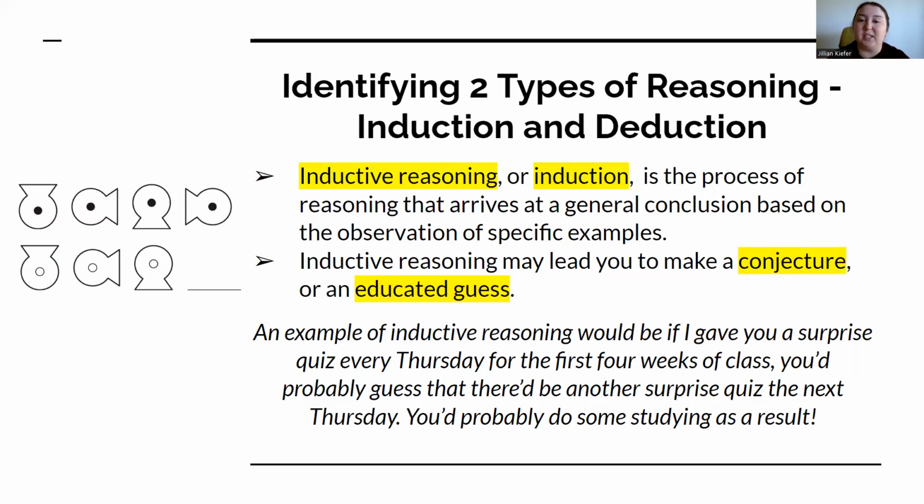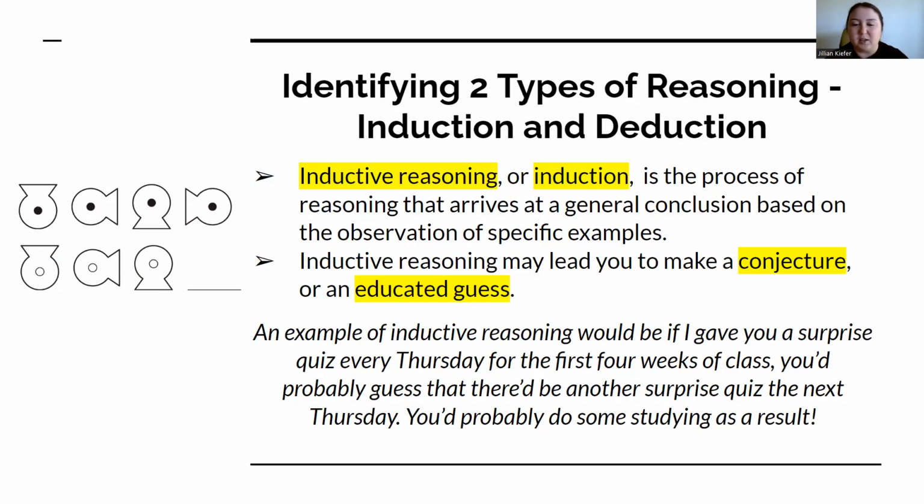So first off, we have inductive reasoning, or induction, which is the process of reasoning that arrives at a general conclusion based on the observation of specific examples. So inductive reasoning is inducing a result based on specific examples that you have seen. This leads you to make a conjecture or an educated guess. A conjecture is an educated guess, that's really what it means. But that's what inductive reasoning is going to be. Having these specific examples, you will make an educated guess based on what you've seen in specific examples already.